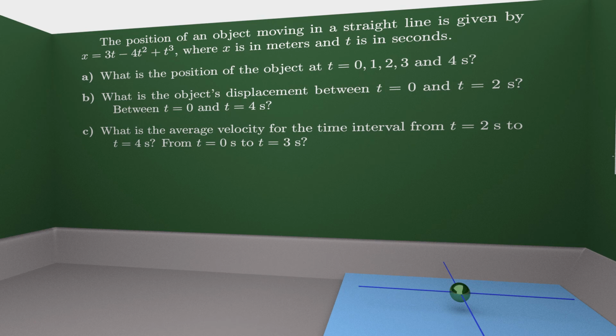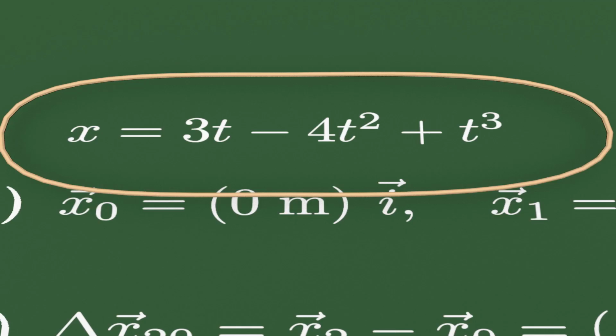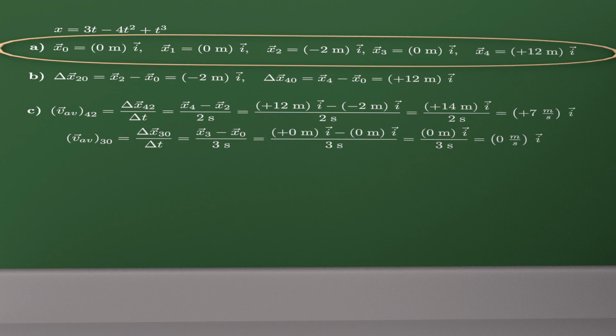Of course, it's very easy. Let's see the solutions. A. First, we need to say that the position of an object is always given by a position vector. So what is the meaning of this function? With this function, we actually calculate the magnitude of the position vector. And as you can see, all results in case A are vectors.